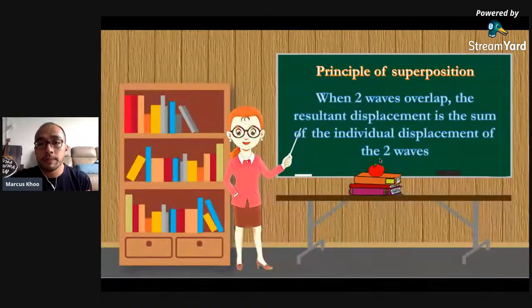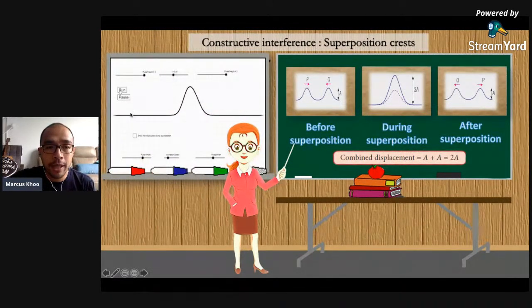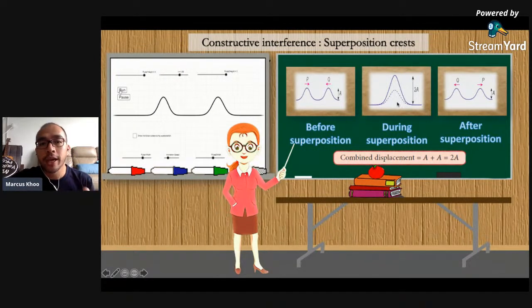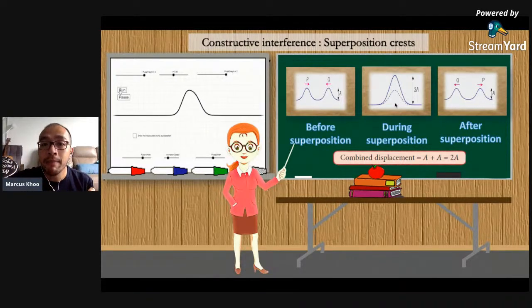So this one. The principle of superposition says when two waves overlap, the resultant displacement is the sum of the individual displacement of the two waves. This is all technical, but this is actually what it means. So you have one wave coming in this way and the other wave coming in the other way, like this. One is going to the right, one is going to the left. Somehow, when they meet together in the middle, they will superposition and become the total of both the waves combined.